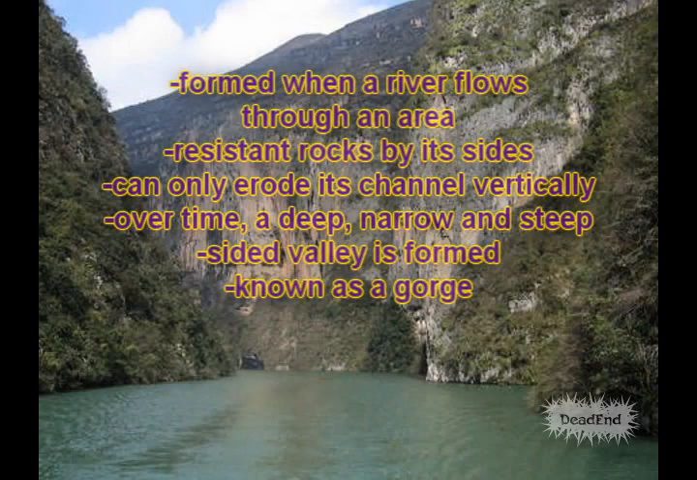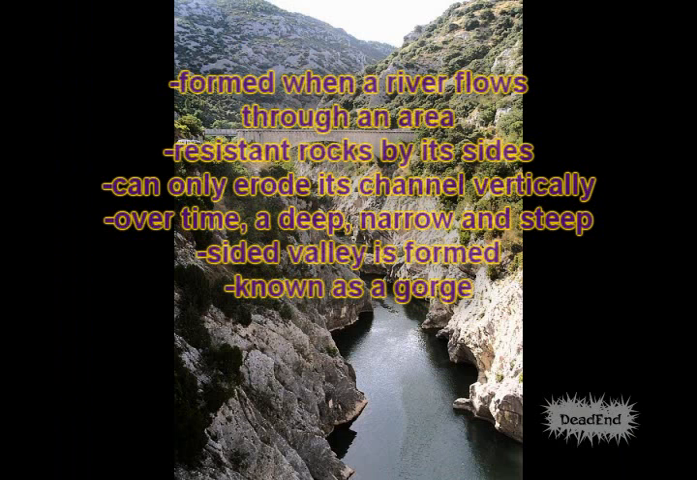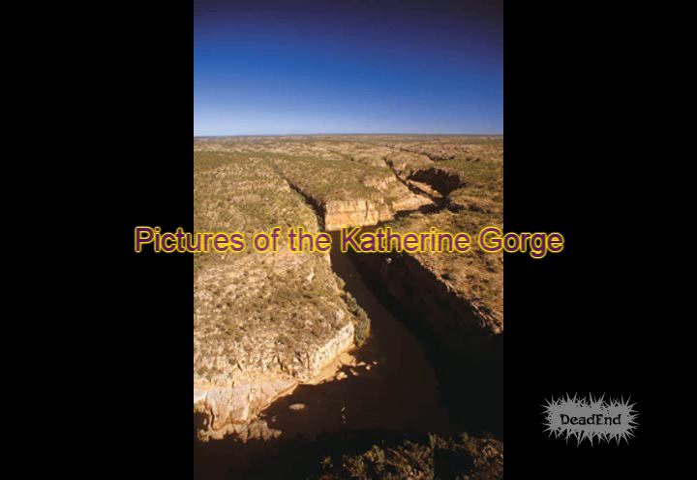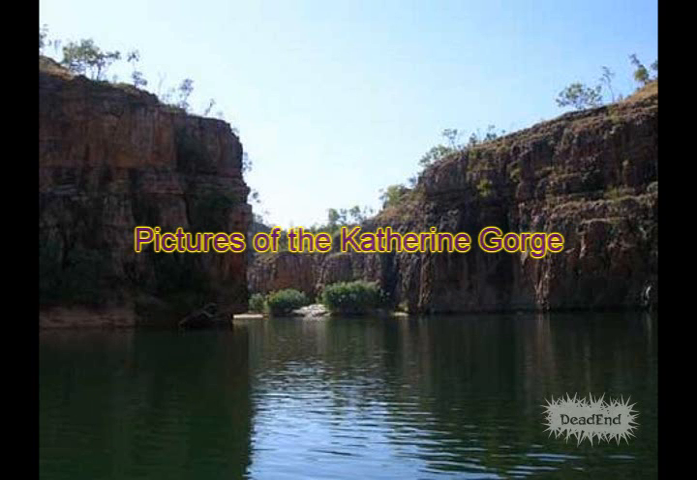The river flows through an area with resistant rocks by its sides. It can only erode its channel vertically. Over time, a deep, narrow and steep-sided valley known as a gorge is formed. Gorges are more commonly found in the upper course of a river. The Katherine Gorge in Australia is one such example.